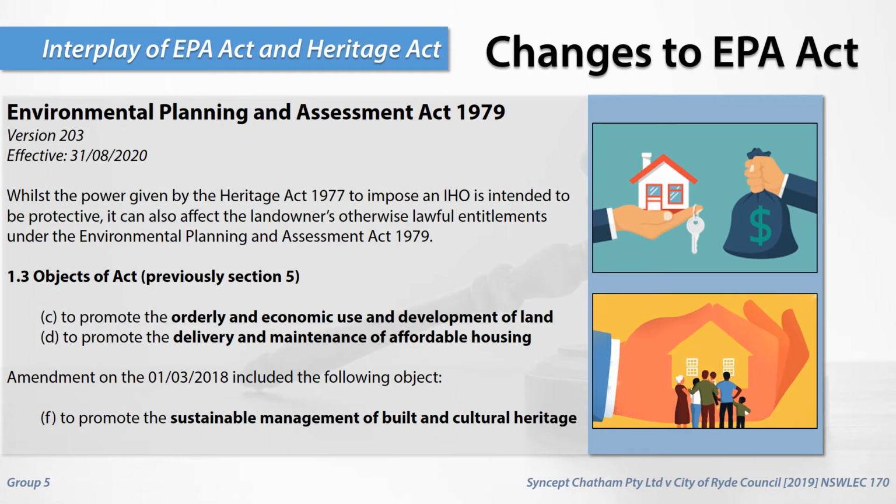The Environmental Planning and Assessment Act of 1979 is legislation that sets out the laws of planning in New South Wales. It's designed to protect the state's natural resources while ensuring landholders have lawful entitlement to use and develop land. In the current iteration, effective the 31st of August 2020, Section 1.3 outlines the objectives of the Act, with relevant objects to this case being the promotion of economic development of land and delivery of affordable housing through development. Additional objects were added in the 2018 amendment in an attempt to promote confidence in the state's planning. A noticeable change is the addition of paragraph F, which promotes the sustainable management of built and cultural heritage. This begins to show the interplay between the EPA Act and the Heritage Act.